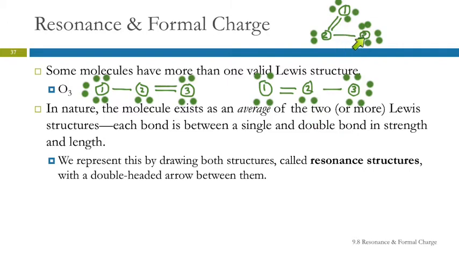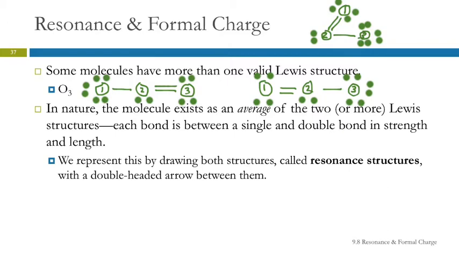Here, oxygen number 3 has 3 lone pairs and a single bond. Here, oxygen number 3 has 3 lone pairs and a single bond. In this one, oxygen 3 has 2 lone pairs and a double bond. That's not the same. Okay? So we can draw it this way, we can draw it that way. They are different. Which one is correct?